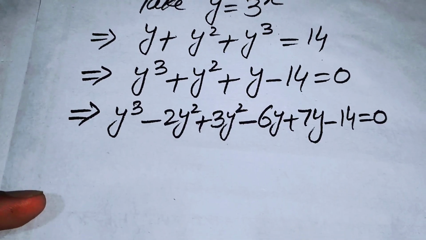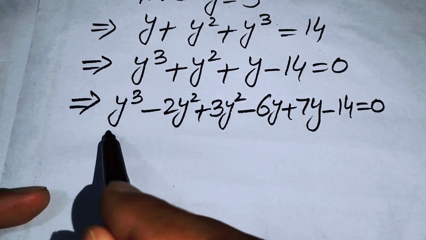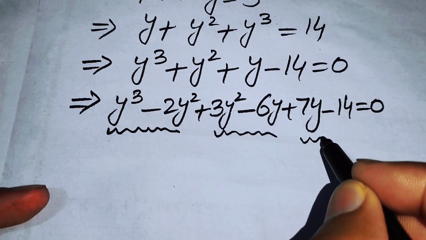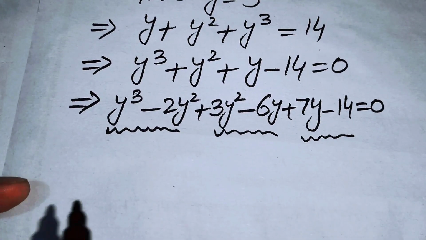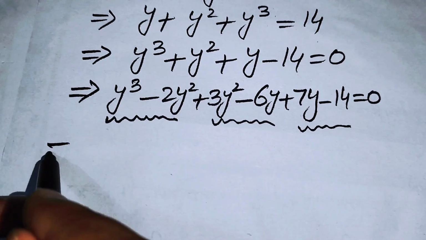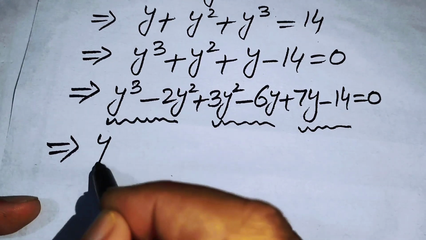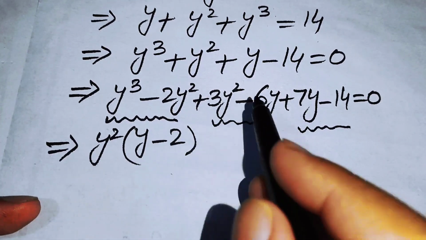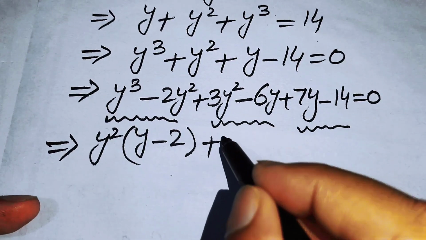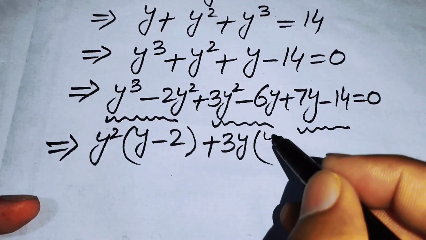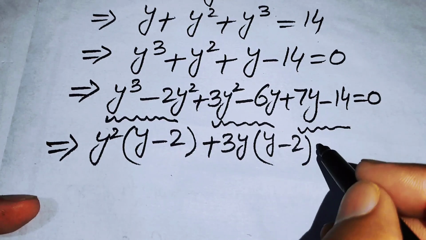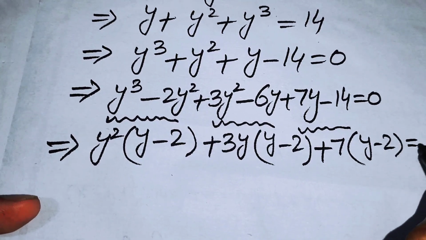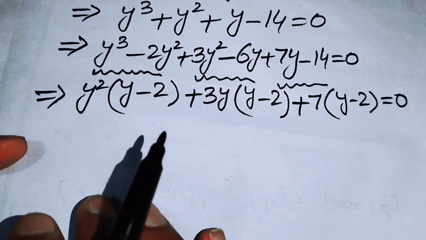And now we make the factors of the equation by taking common terms. So here we take common some value in each group in order to make the factor of this equation. In the first two terms we take common y squared and we get y minus 2. Similarly in the second terms we take common 3y and we get y minus 2, and in the last terms we take common plus 7 and we get y minus 2 is equal to 0.